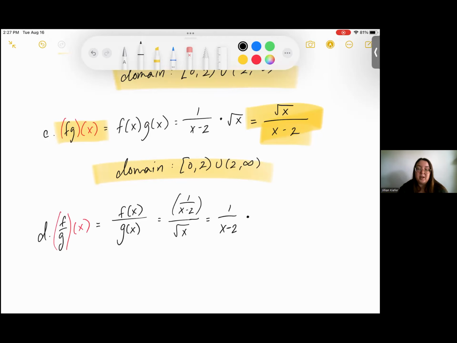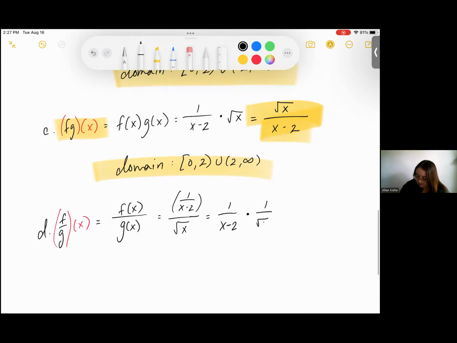Now the reciprocal, remember, would be that if you had a fraction, you would just be flipping the numerator and denominator. Since we have the square root of X, that is the same thing as saying square root of X over 1. So the reciprocal is 1 over the square root of X. So we can multiply by the reciprocal again. That's what that looks like. And when we multiply these, we multiply our numerators straight across, so we still have 1. And we multiply our denominators straight across, which is going to give us the square root of X times X minus 2. And that is our function of F divided by G of X.